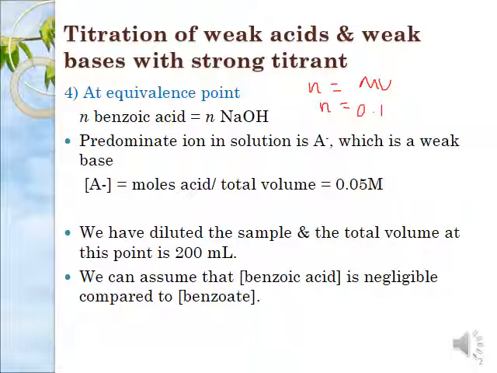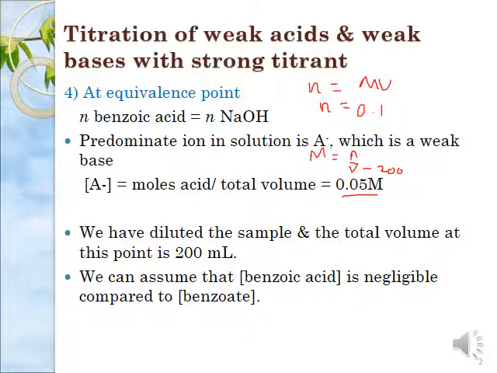Now, using this number of moles, we can calculate the molarity of the benzoate. To find molarity, same formula, M molarity would be n divided by V. Now V has changed because the 100 ml of sample already mixed with 100 ml of the titrant. So V now becomes 200. So substitute the 0.1 mole here. The concentration of the benzoate now is 0.05 molar.